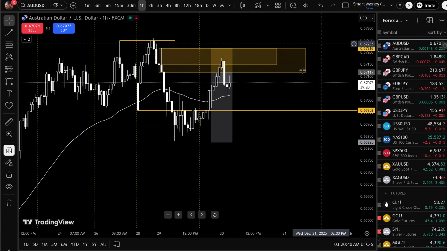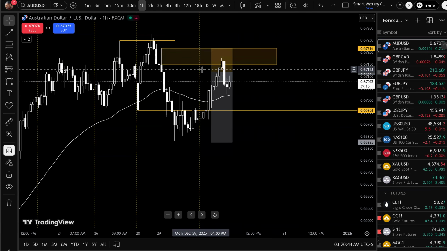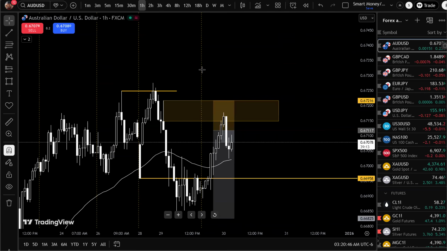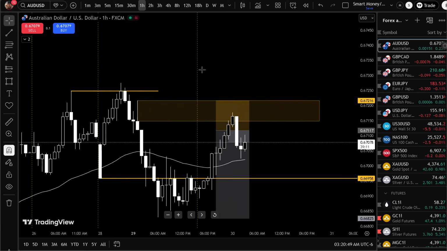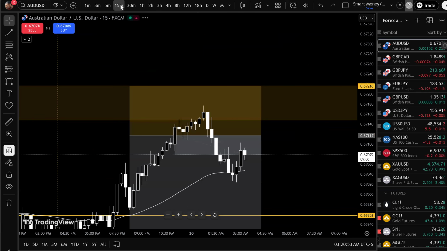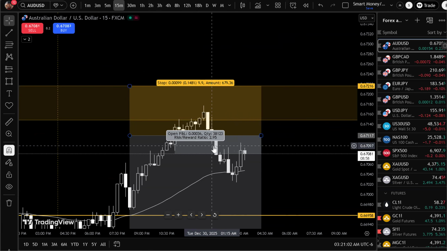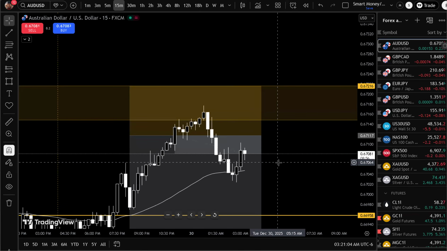I want to show you something. Rejection blocks, I count them as order blocks. Watch. Now watch this. Excuse me. This is about to come down from right here. See that sweep? See how we swept that high right there? And we got fair value? AUD USD about to fall.